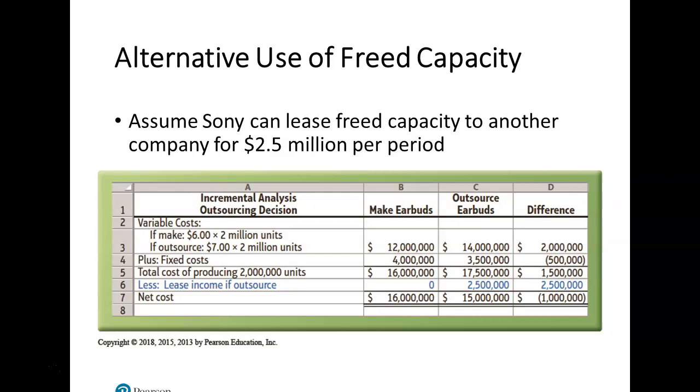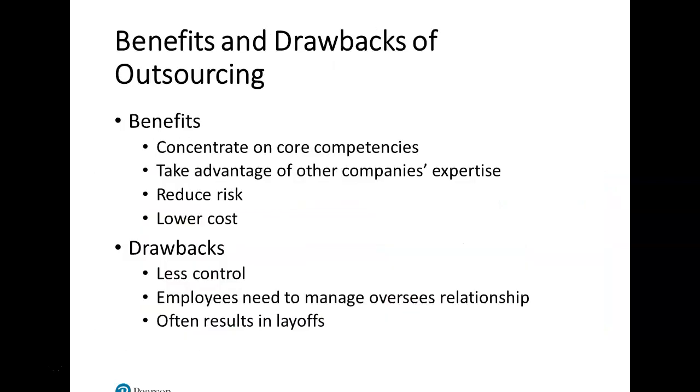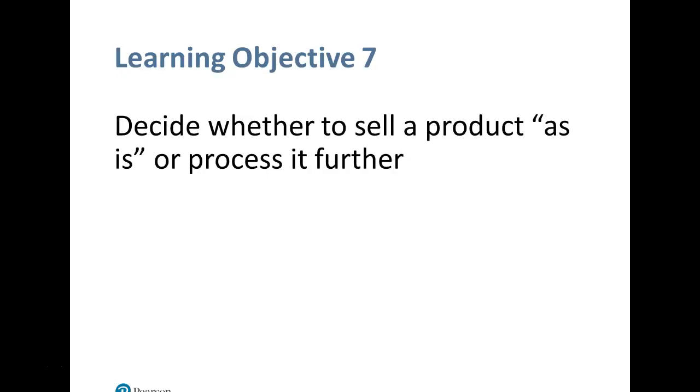And this is just another way of looking at how excess capacity could be used for an organization. That's assuming you decide to outsource. Now, here's just some drawbacks of outsourcing, some ideas that you can think about. Concentrate on core competencies, using other companies' expertise, meaning another company can have an expertise, and because of that, they can be more efficient and save more money. Reduce your risk, obviously lower your costs. But when you outsource, you don't have a lot of control, and you have to manage and oversee that process to make sure that they're doing things right.